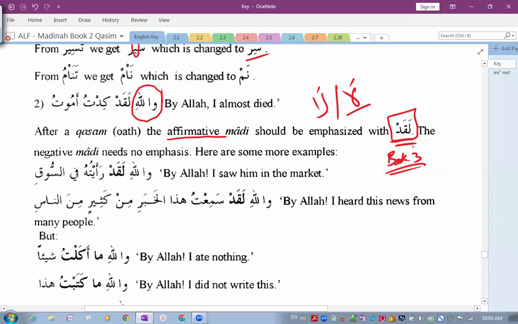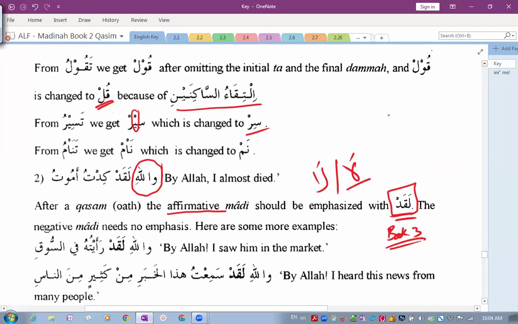So here in this sentence, almost is kittu, right? The next part that I need to do is kada. Is this a lam of command? No, it's not. This is a lam which has a special name, and we will learn it inshallah in book 3. Kada yakadu means about to, he was about to.